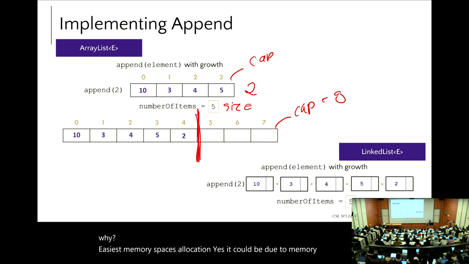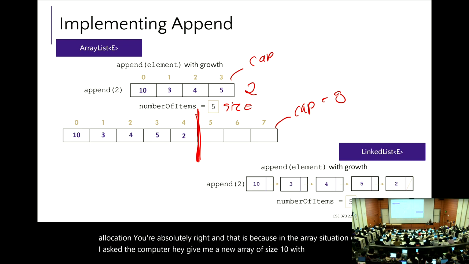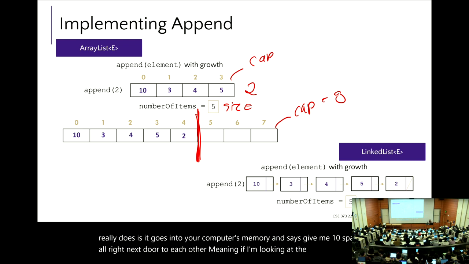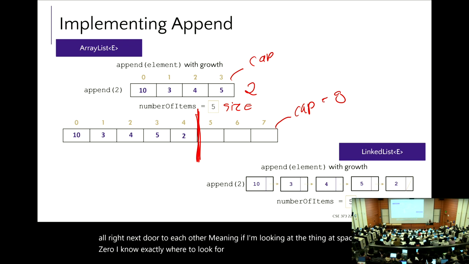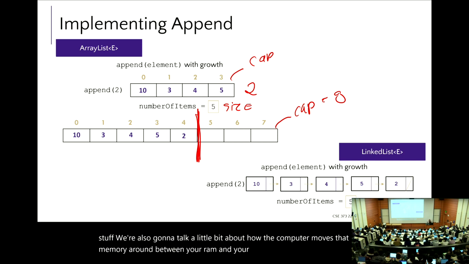You're absolutely right. And that is because in the array situation, when I ask the computer, hey, give me a new array of size 10, what the computer really does is it goes into your computer's memory and says, give me 10 spaces all right next door to each other. Meaning if I'm looking at the thing at space 0, I know exactly where to look for the thing at space 1, and the thing at space 2, and space 3, and it goes really quickly through all of that stuff. We're also going to talk a little bit about how the computer moves that memory around between your RAM and your cache and all that stuff.